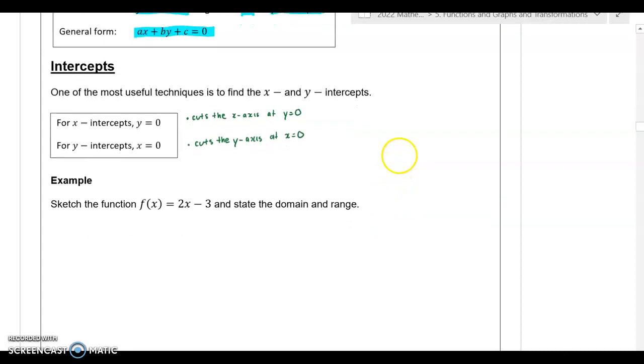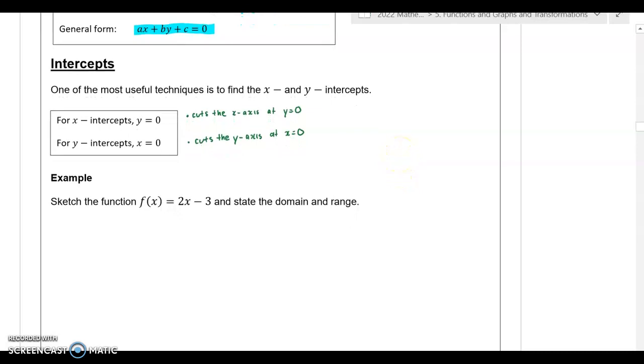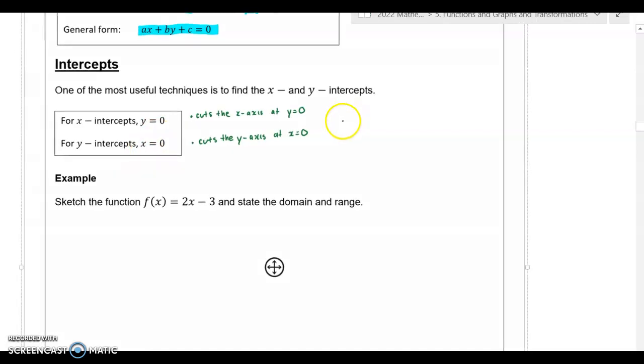Now the intercepts. We've looked at those very recently, last lesson and the lesson before, but one of the most useful techniques is to find the x and y intercepts. The x-intercept happens at y equals 0 and the y-intercept happens at x equals 0. And that is what we're going to use for curve sketching.